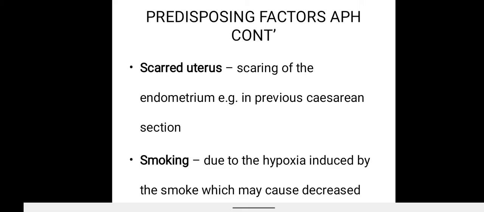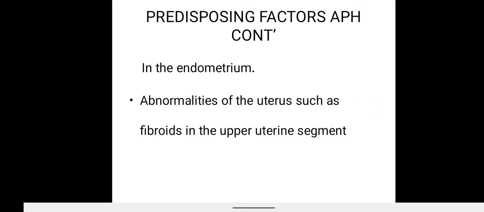We also look at scarred uterus. Scarring of the endometrium in a previous cesarean section will also lead to placenta previa. Smoking causes hypoxia. In the smoke there is a chemical called nicotine. That nicotine will affect the muscles, and gaseous exchange will be impaired. So hypoxia will be there, hence this woman will have placenta previa.